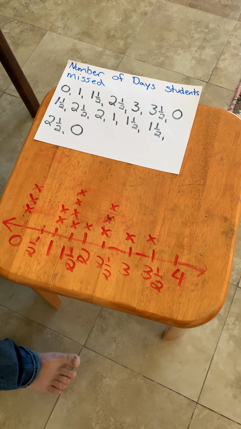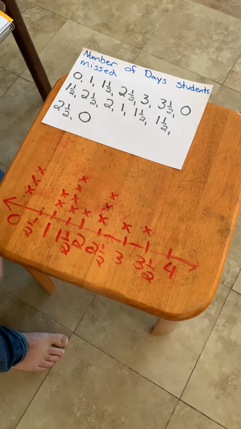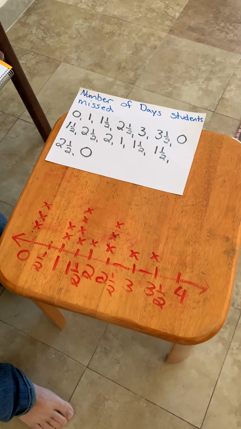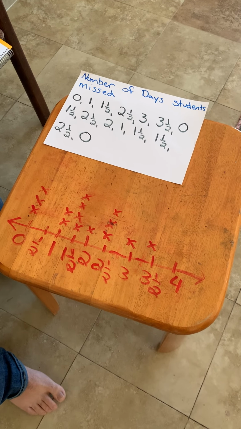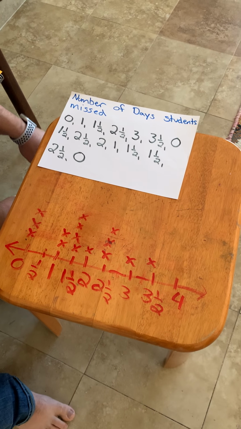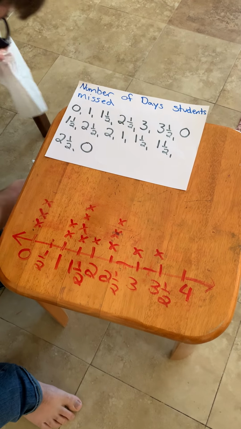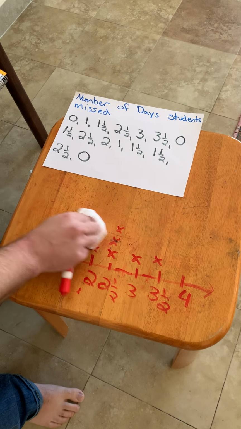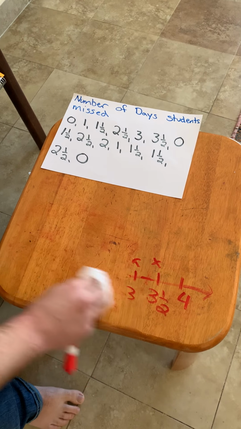So here's my new line plot using halves. As you can see, it's very similar to using whole numbers, but we just used halves this time. But we're actually going to need to go a step further and include not just halves, but actually quarters as well.